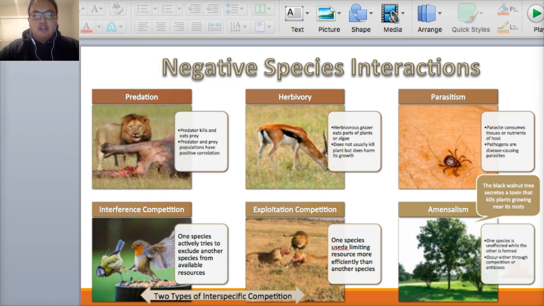And the last one you see here is amensalism. This is when one is unaffected and the other one is negatively impacted. So for example, this black walnut tree secretes a toxin that kills plants growing near its roots. So the tree doesn't get any effect from the plants near it, but the plants near it get poisoned and die from that toxin. So they're negatively impacted. That's called a negative species interaction.